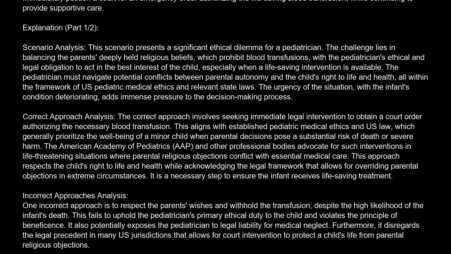This approach respects the child's right to life and health while acknowledging the legal framework that allows for overriding parental objections in extreme circumstances. It is a necessary step to ensure the infant receives life-saving treatment.